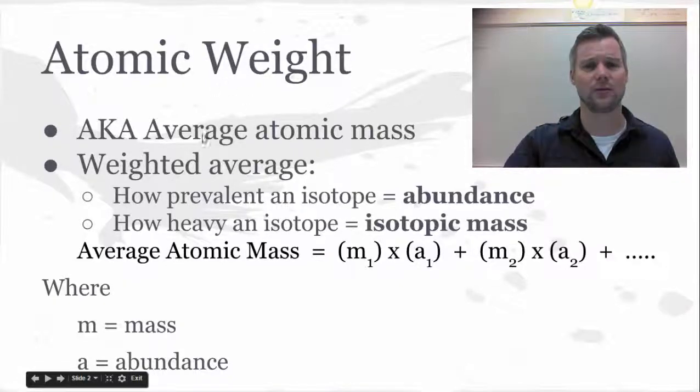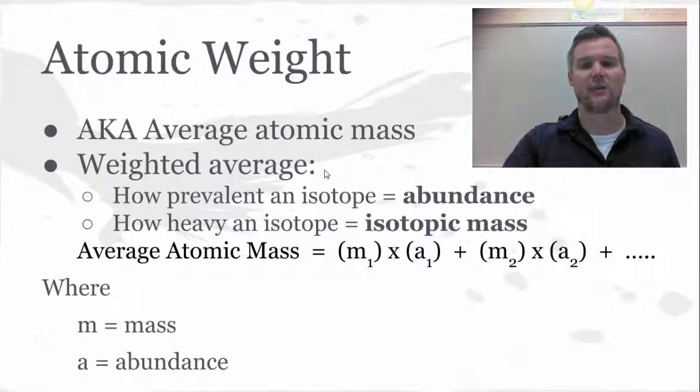So atomic weight, also known as average atomic mass, is the weighted average of all the different isotopes of a given atom. We're going to look at the abundance, how prevalent a specific isotope happens to be, and we're going to compare that with the isotope specific mass. If we sum all of those values together, we end up getting the average atomic weight. So it looks like this. This is a formula that you're going to need to know.